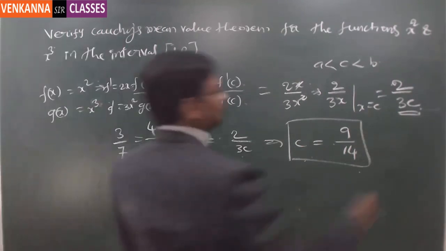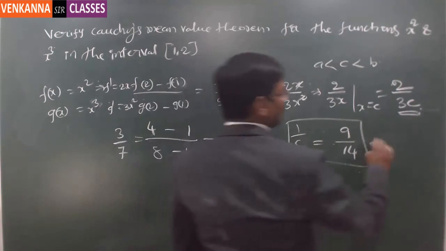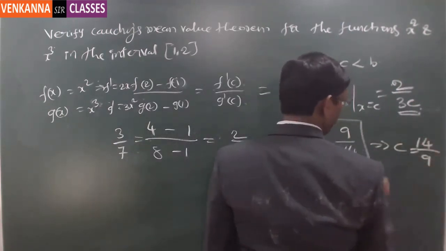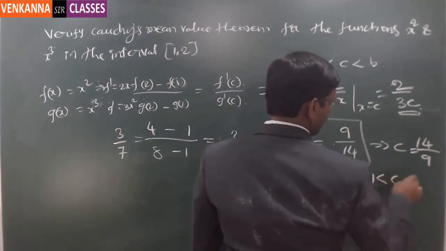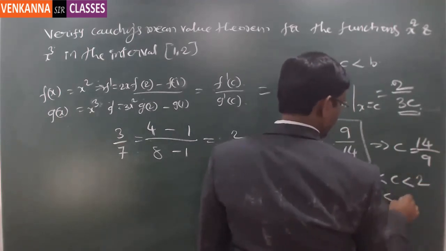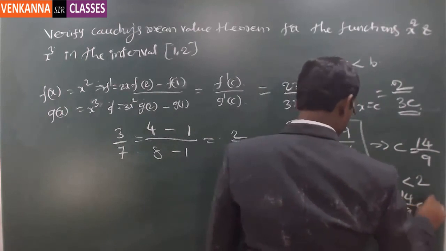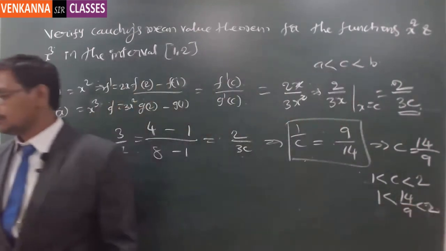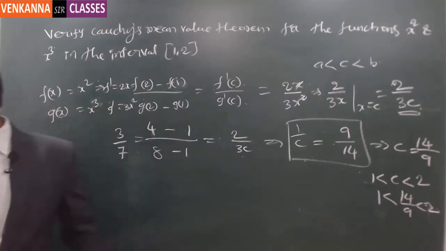Yeah, sorry. This is 1 by c, not. Yeah. So c is equal to 14 by 9. This is equal to in between 1, 2. Got it?